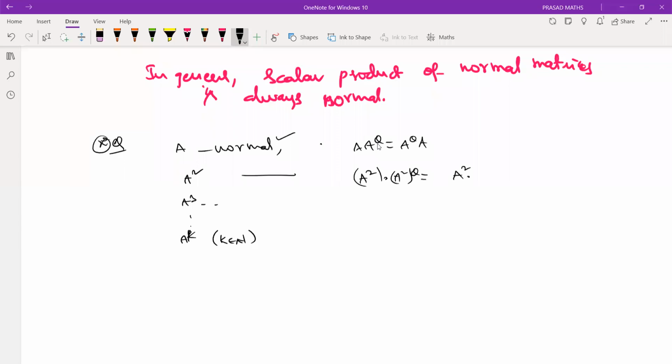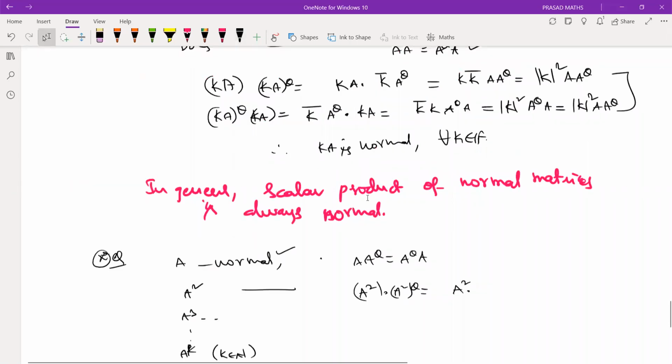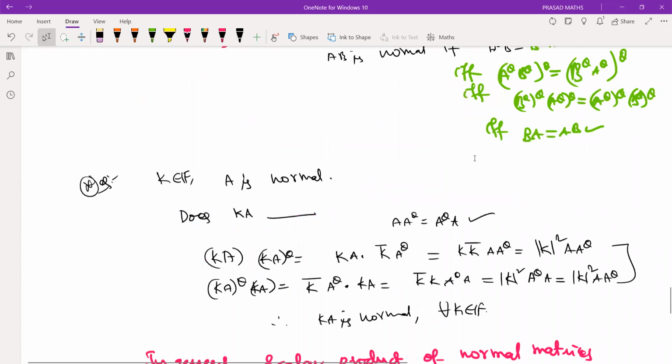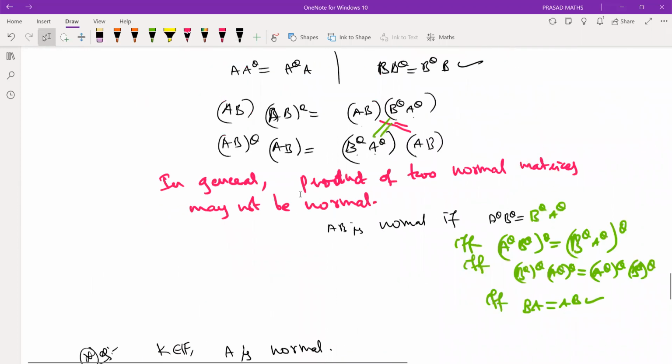What you've seen just now, observe the property. Whenever A and B are normal, no need to compute it. Whenever A and B are commutative, then AB is normal by the previous property. A and B are normal, and provided A and B are commutative, then A into B is normal.